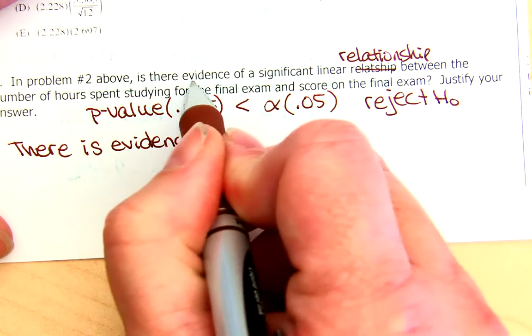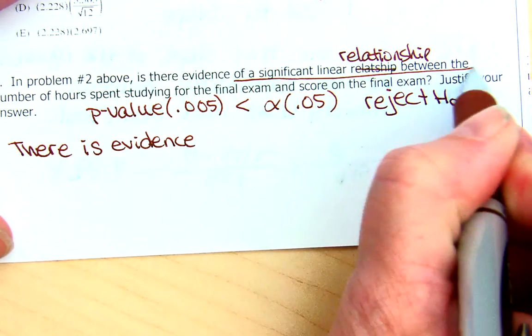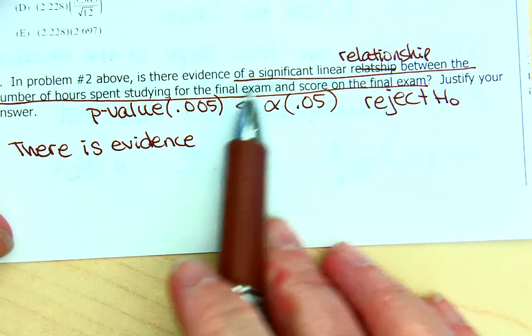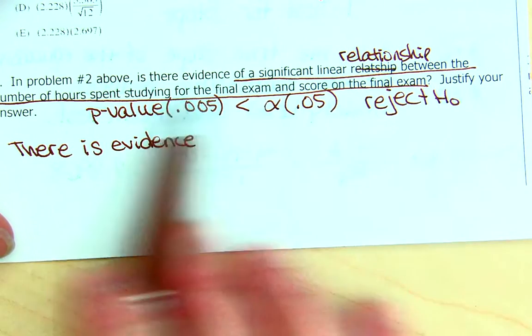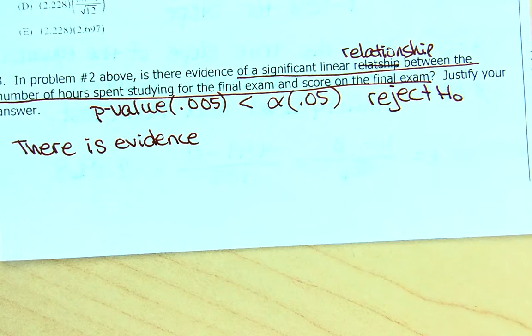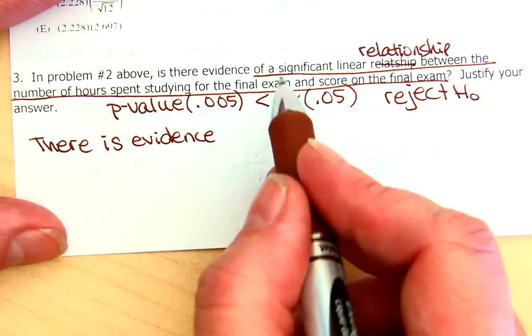And right here is my conclusion. There's evidence of a significant linear relationship between the number of hours spent studying for the final exam and the score on the final exam. That's my conclusion. So there is evidence of all that.